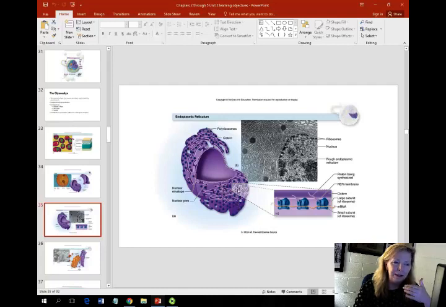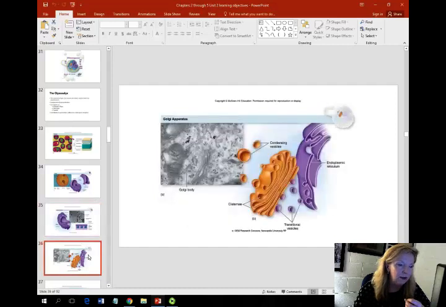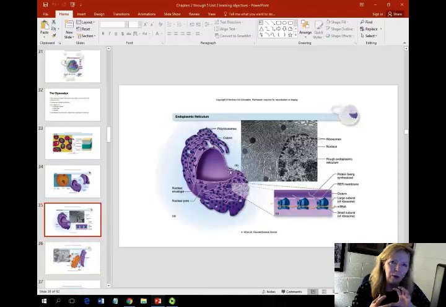The endoplasmic reticulum is composed of two parts, the rough and the smooth. The rough is called that because the ribosomes look rough on these electron scanning micrographs. The smooth part is where the lipids in the cells are being made. Cells need to make not just proteins, they need lipids for structural components, but also as functions of the cell.